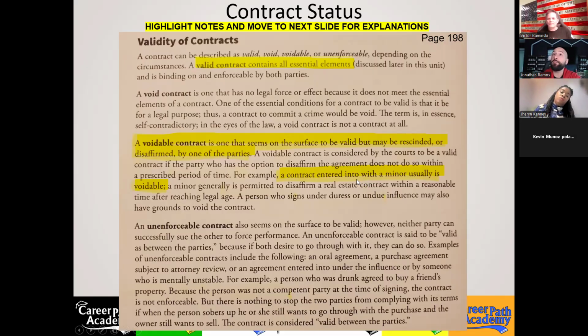Unless what? You tell me. You said a contract entered into with a minor is usually voidable, unless that minor was married. Unless that minor was married. I said for exam purposes and exam purposes only. I'm teaching you for exams right now.